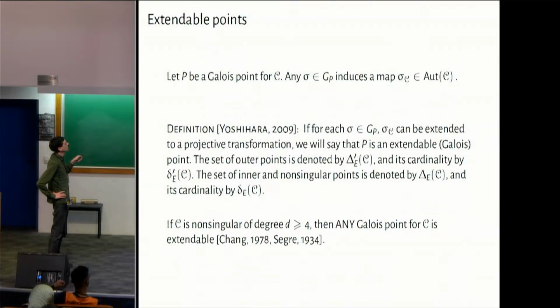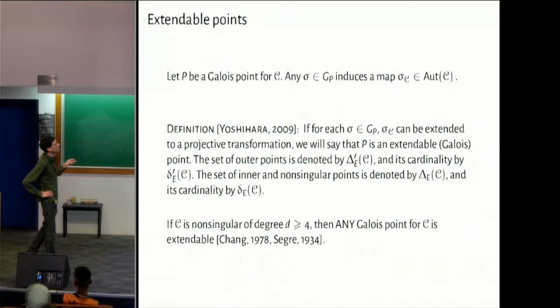So before giving the definition, let me note that if you take a Galois point, any automorphism from the Galois group induces an automorphism of the curve. And I will say that the point is extendable when for every sigma in the Galois group, the corresponding automorphism of the curve can be extended to a projective transformation.